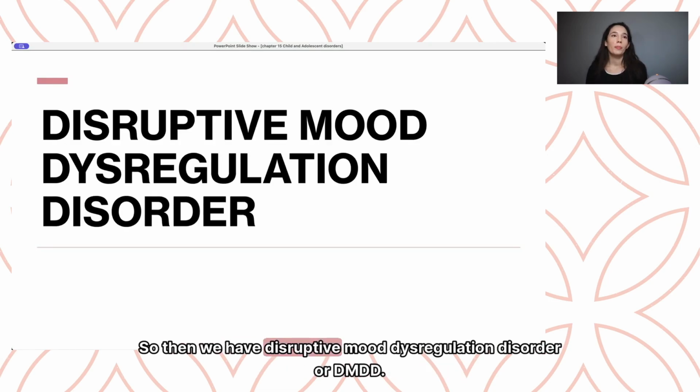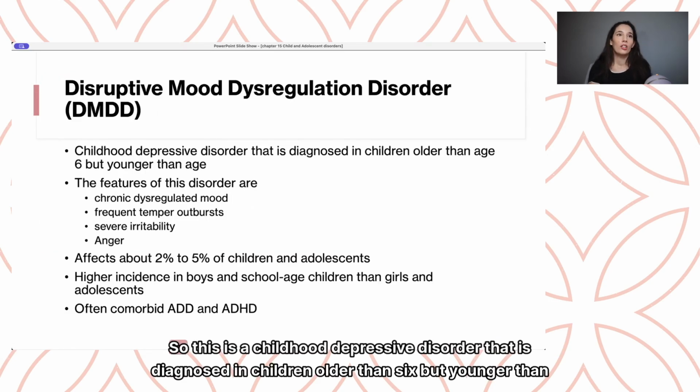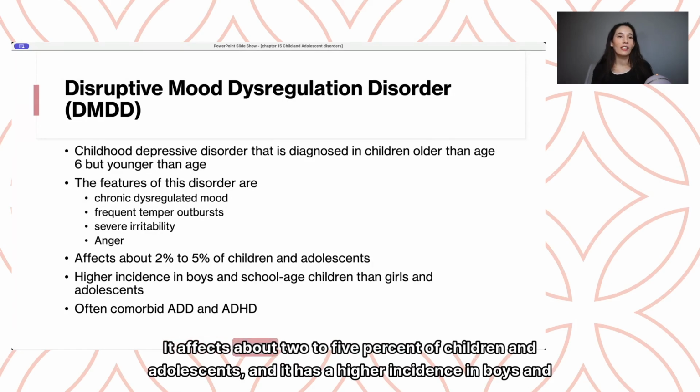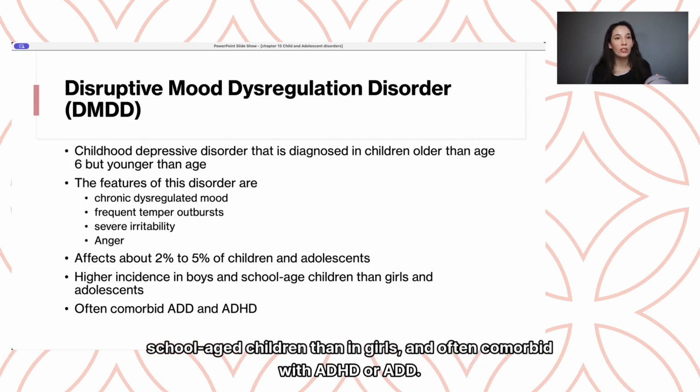So then we have disruptive mood dysregulation disorder, or DMDD. So this is a childhood depressive disorder that is diagnosed in children older than 6 but younger than 18. The features of this disorder are chronic dysregulated mood, frequent temper outbursts, severe irritability, and anger. It affects about 2 to 5% of children and adolescents, and it has a higher incidence in boys and school-age children than in girls, and is often comorbid with ADHD or ADD.